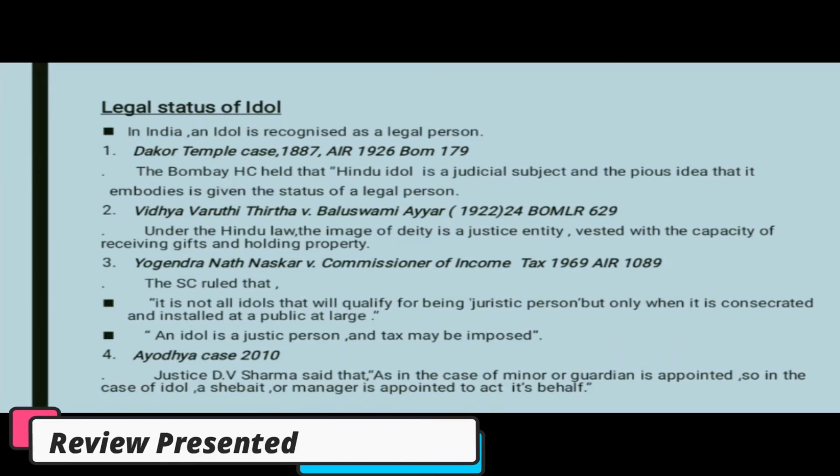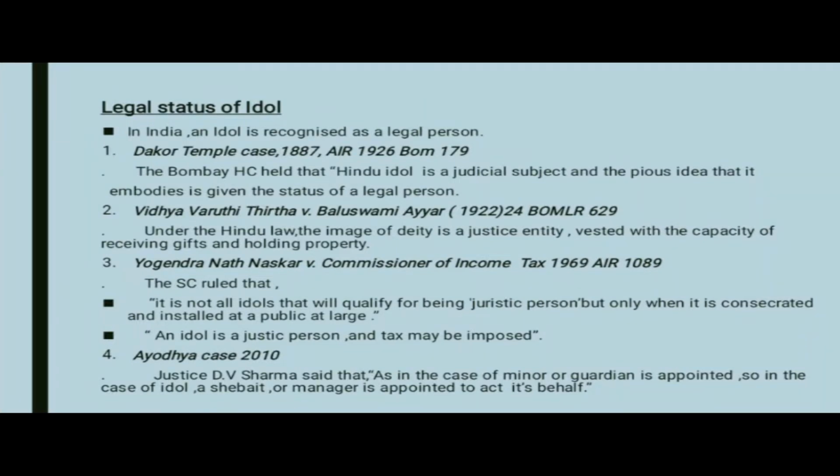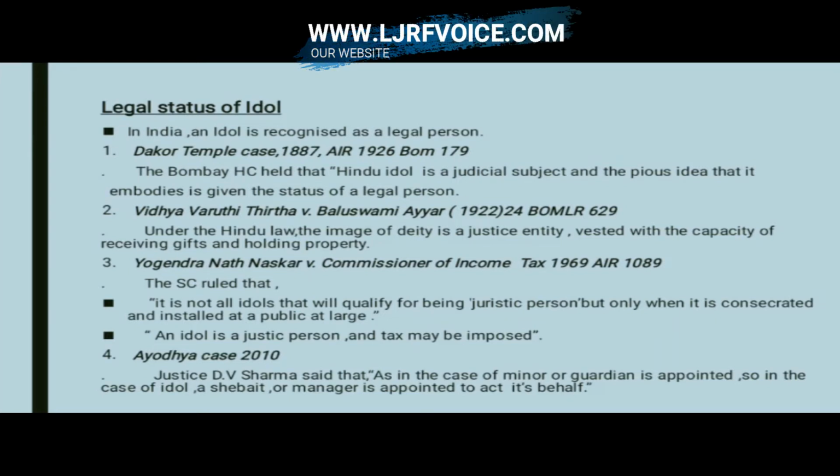Moving to the Ayodhya case 2010, Justice D.V. Sharma said that as in the case of a minor a guardian is appointed, so in the case of an idol, a Shebait or manager is appointed to act on its behalf, which means that an idol is a juristic person, and in the eye of law its position can be treated as a minor, and the pujari or priest, Shebait, acts as a guardian. That's dealt with in the Ayodhya case 2010.